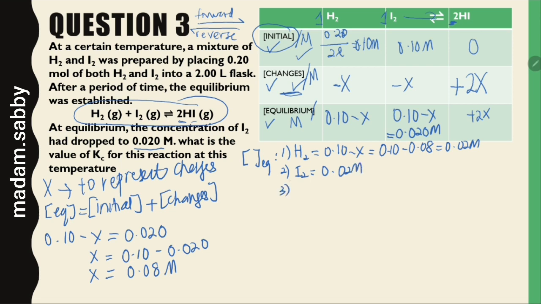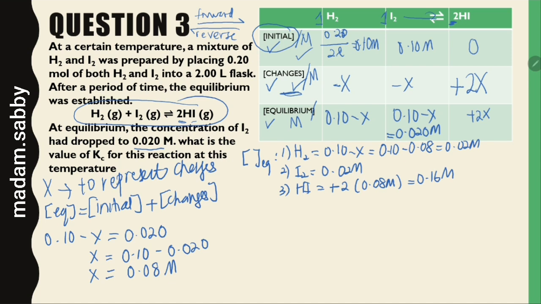And thirdly, for hydrogen iodide, the concentration at equilibrium is equivalent to positive 2X. So your X is 0.08 molar. And when you press your calculator, you will get the answer to be 0.16 molar.